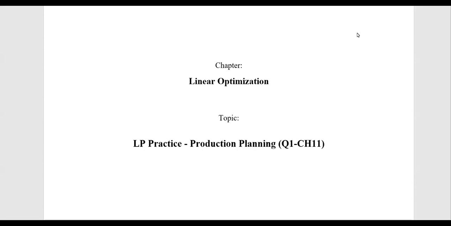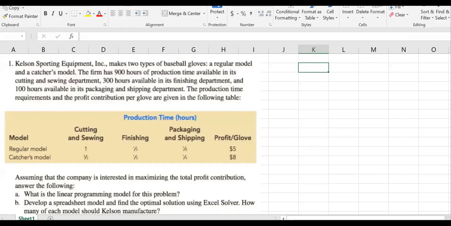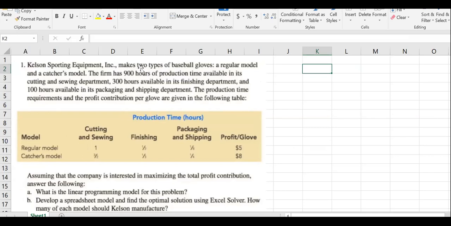In this video, we're going to do another practice on production planning using linear programming. So here's the question. It's a production planning question. There are two different types of baseball gloves, a regular model and a catcher's model, and they want to know how much or how many of each to produce.